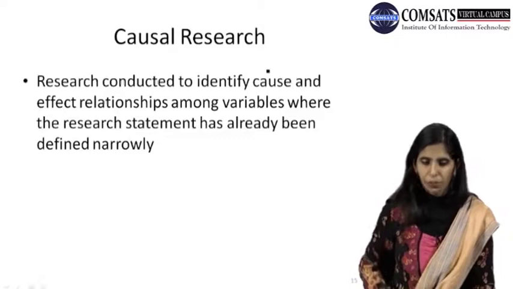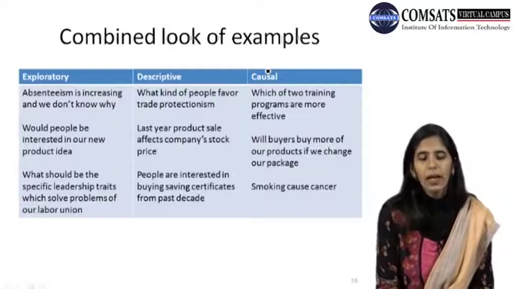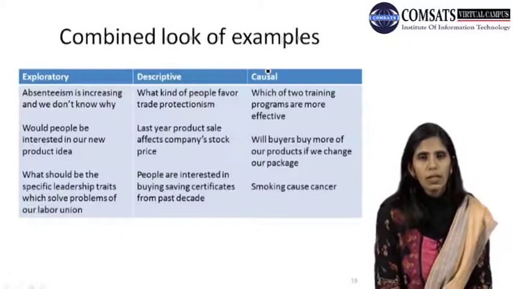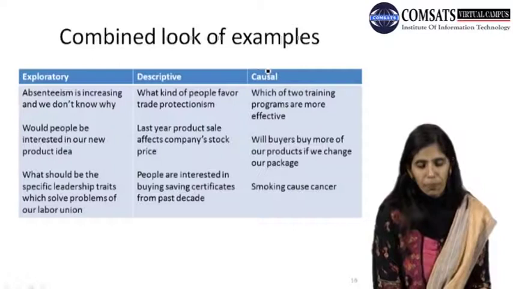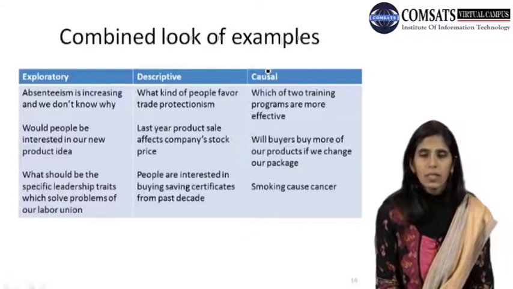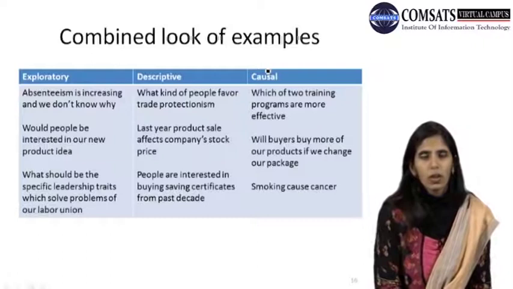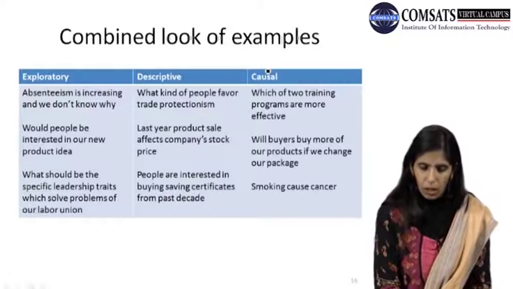If we take a combined look at the set of examples that exist within exploratory, descriptive and causal research, and study these three in a combined look, we can see how they relate, which kinds of areas we fix in the exploratory study category, which kinds of researches we place in the descriptive category, and which are categorized as causal research. So these are a few examples which describe each platform or each category in detail.